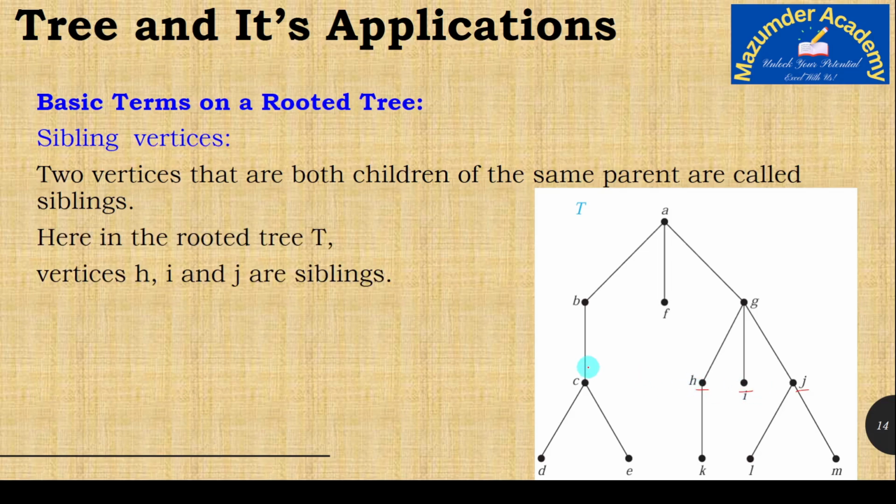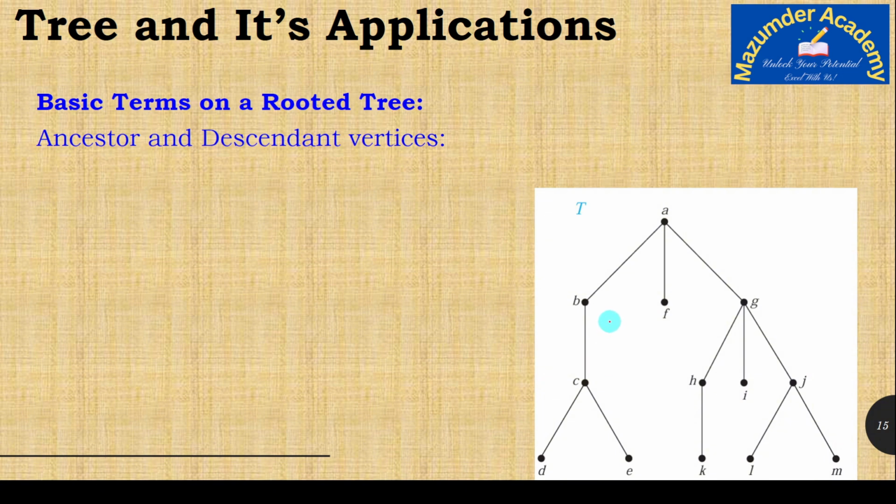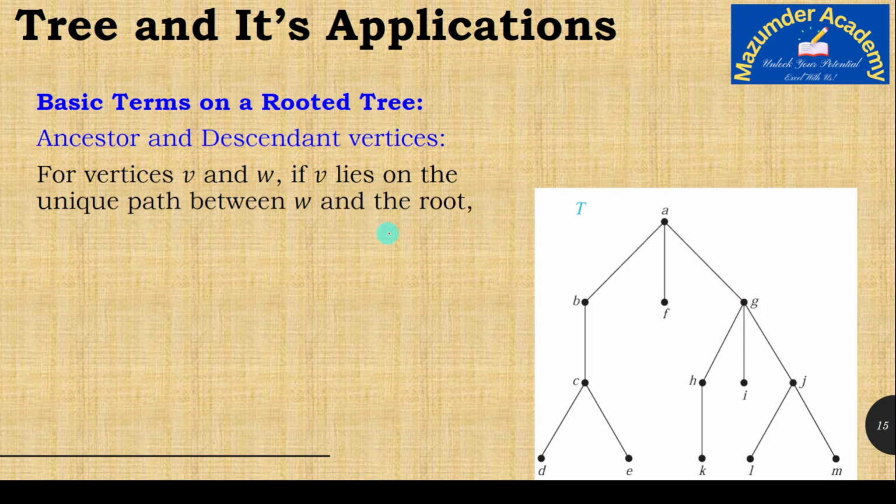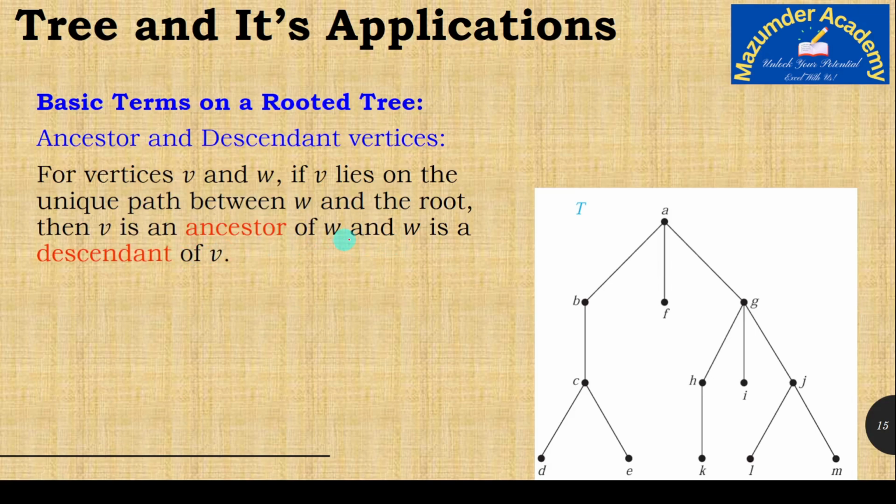So whatever I said. Next, ancestor and descendant vertices. What is an ancestor? For vertices V and W, if V lies on the unique path between W and the root, then V is the ancestor of W and W is the descendant of V. For example, let me choose this vertex K, and we can see that along the unique path from K to the root, G is falling, H is falling. So H and G are the ancestors of K.